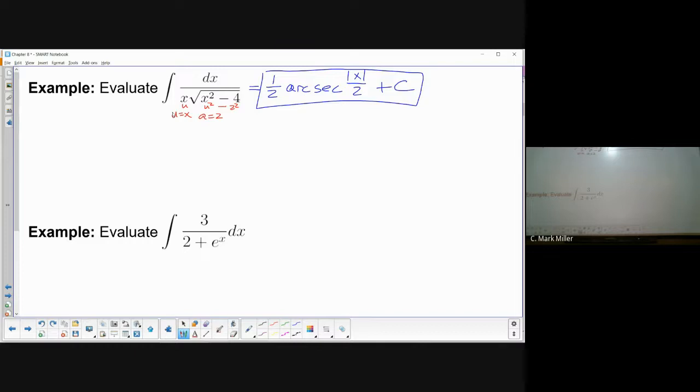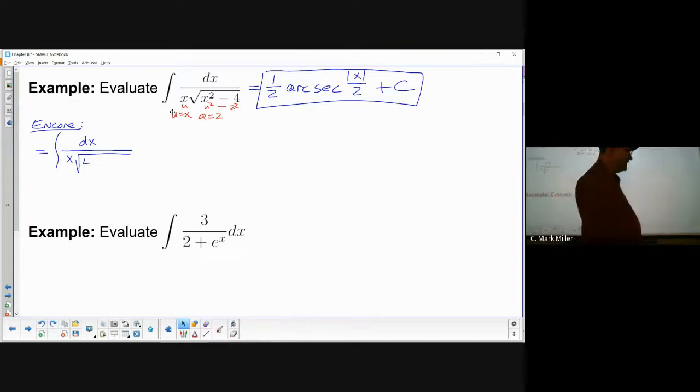However, an encore solution would be to do what I did a second ago for arctan. Let's factor this 4 all the way out. So it's going to be integral dx over x square root of 4... Uh-oh. I knew I was pressing it too far.